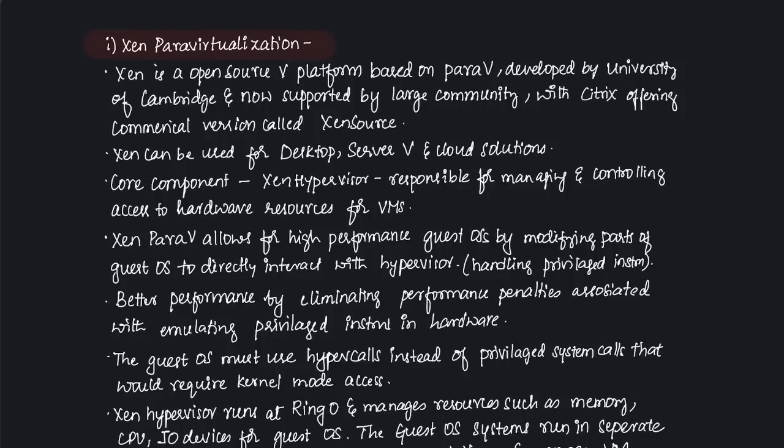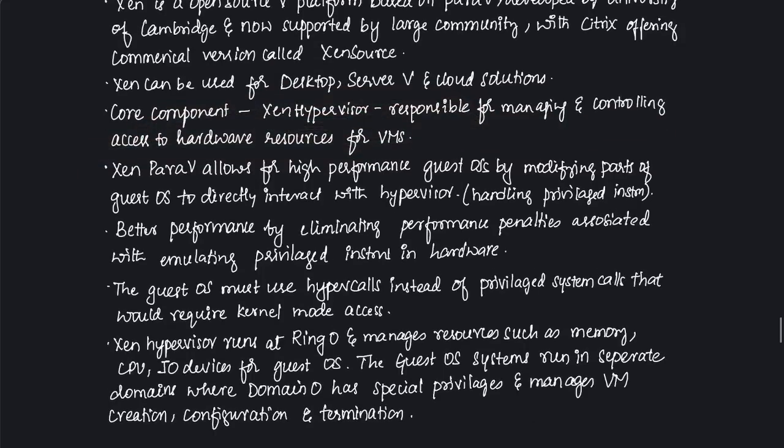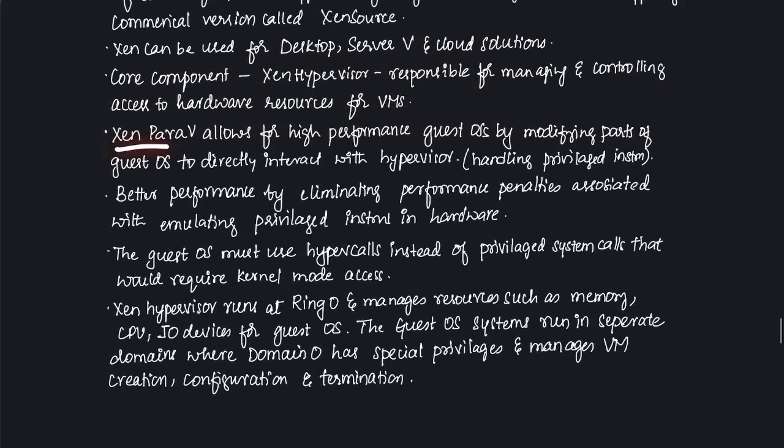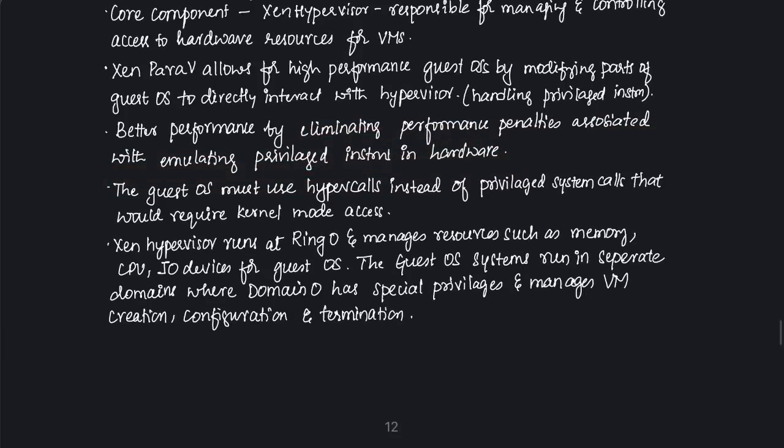The core component here is the Xen Hypervisor, which is responsible for managing and controlling access to hardware resources for virtual machines. So Xen paravirtualization will allow for high performance guest operating systems by modifying the parts of the guest operating system which will directly interact with the hypervisor. So you are handling the privileged instructions here. So it has better performance by eliminating the performance penalties associated with emulating the privileged instructions in hardware.